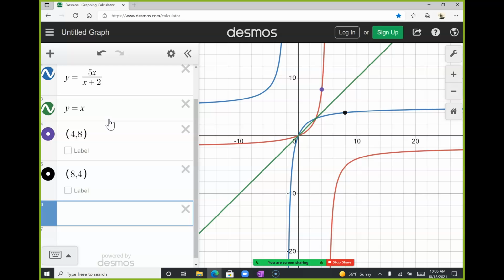Exactly, because what happens in a function and its inverse? I switch the x and y, so 4, 8 becomes 8, 4, and it reflects across that line y equals x. That y equals x is the mirror of the function and its inverse. I got it. So this is a big hint at drawing a function's inverse. All I have to be able to do is reflect it across that one line, y equals x.